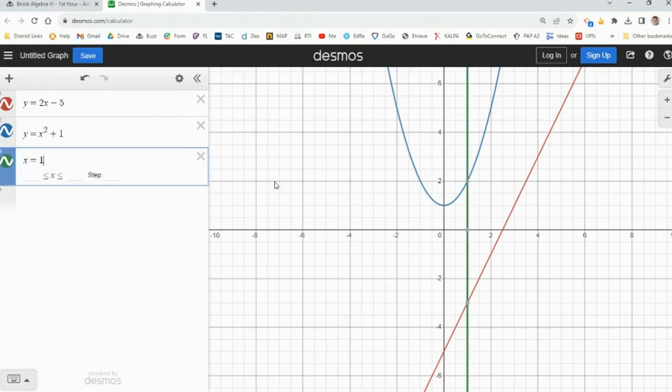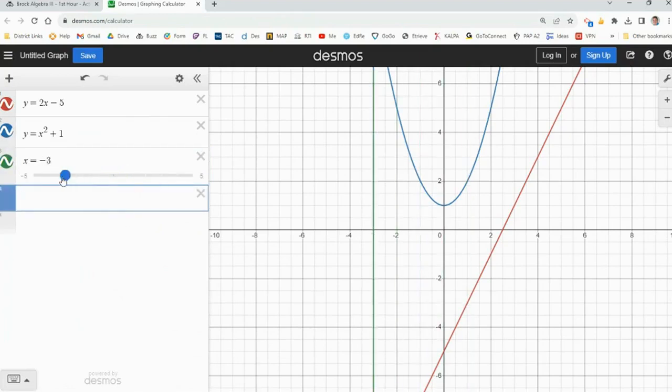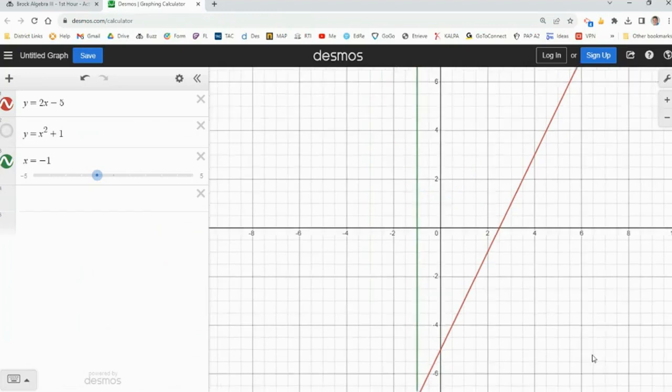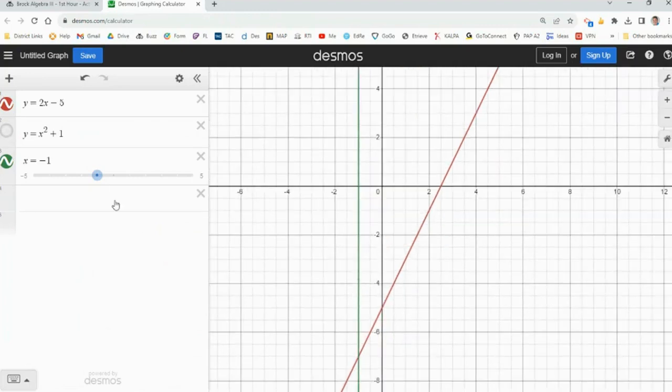Let's do x equals 1. And if we say it could be any number between -5 and 5, step 1, let's see if it'll do it. Yeah, here we go. See, as I move that line left and right, is there any place that crosses either one of those functions more than once? Let's look at the red one. This vertical line, as I move it left and right, only touches that red line once, no matter where I move it.